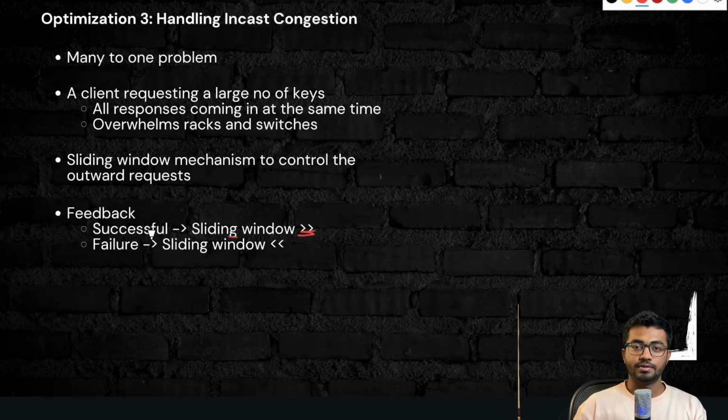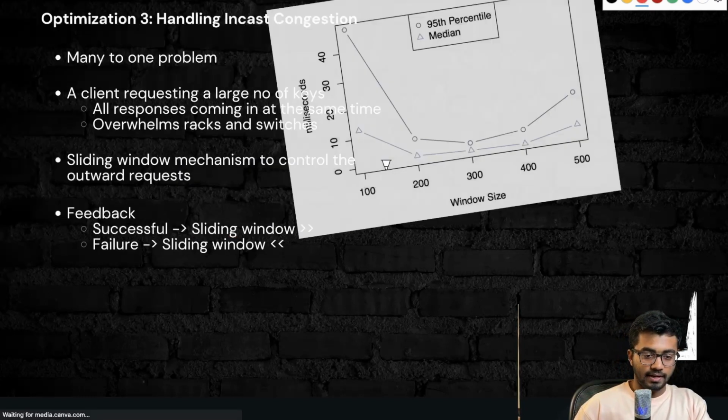And in case of failures, you can see that the clusters are probably sending too many responses and the client is not able to handle them. It will reduce the size of the sliding window so that the system performs at its optimal performance, right? Okay, let's see a diagram.